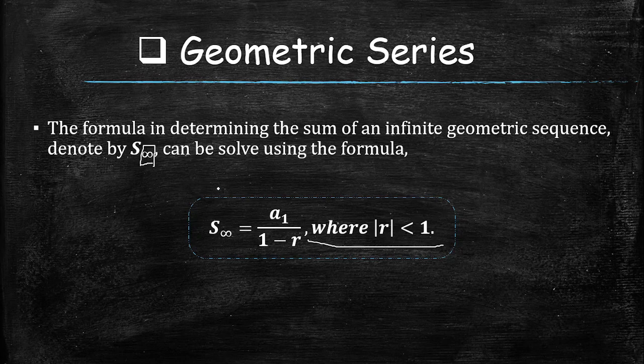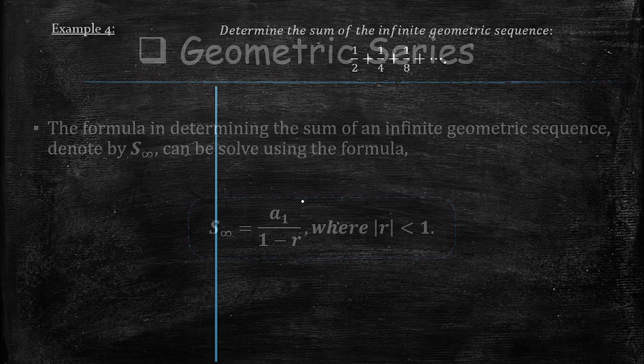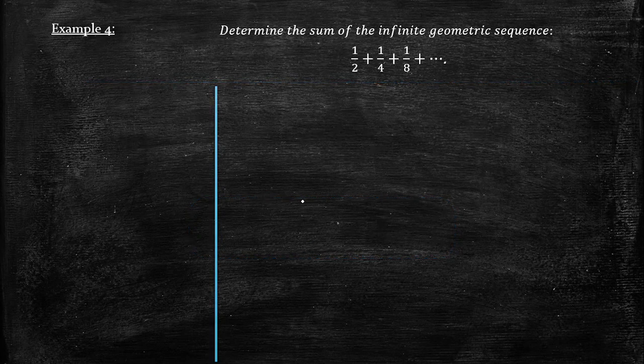So, dalawa lang yung kailangan natin ditong values, the value of A sub 1 and the value of the common ratio. Also, pakitandaan ang condition para sa paggamit ng formula, yung absolute value dapat ng R natin is less than 1. Pwedeng maging negative yung R natin, basta as long as yung absolute value niyan is less than 1. So, let's try, para mas madali ninyo siyang maintindihan.